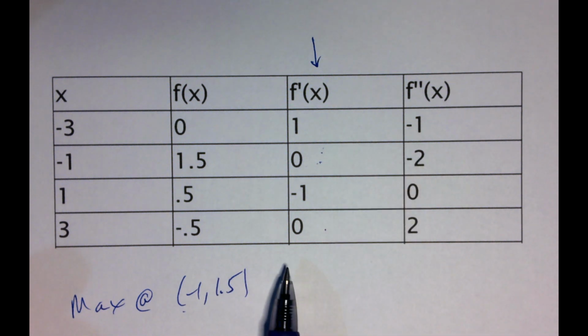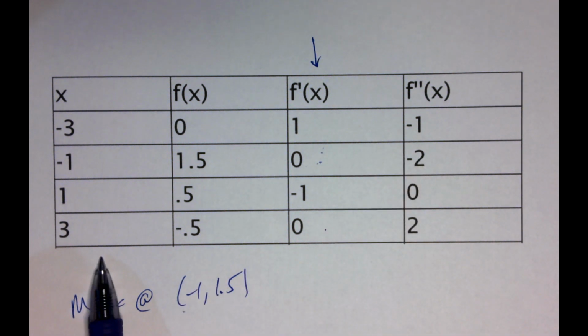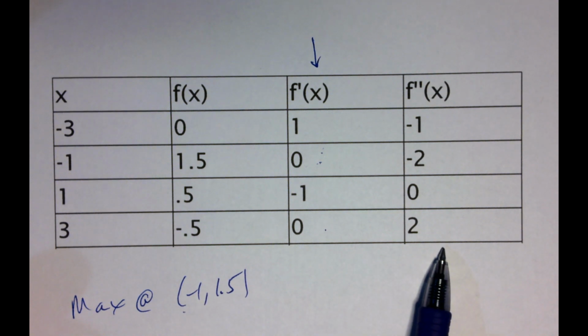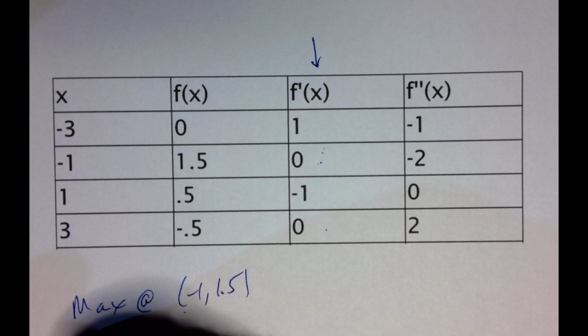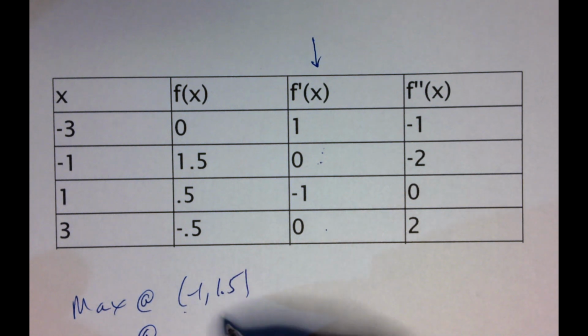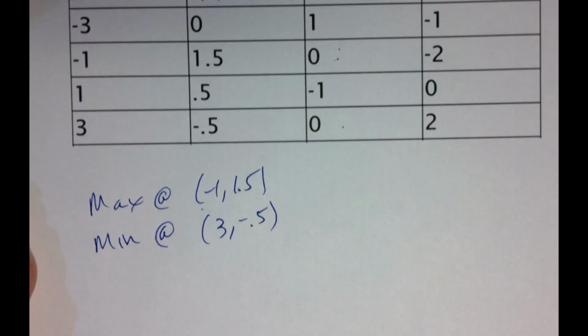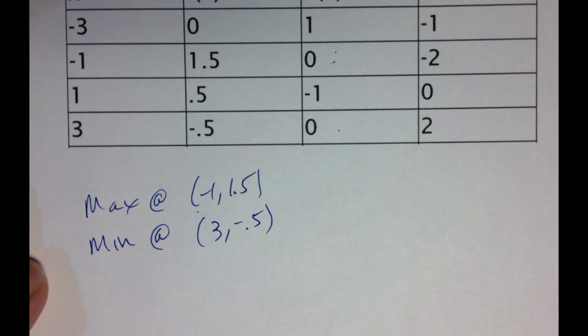And then I come over here, at x equals 3, f prime of x is 0, and the second derivative is positive, so that's going to be a min. So there's a min at (3, -0.5).